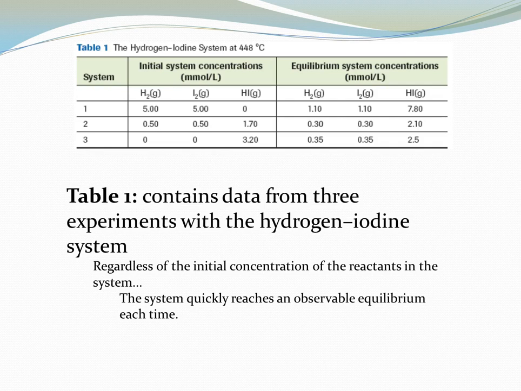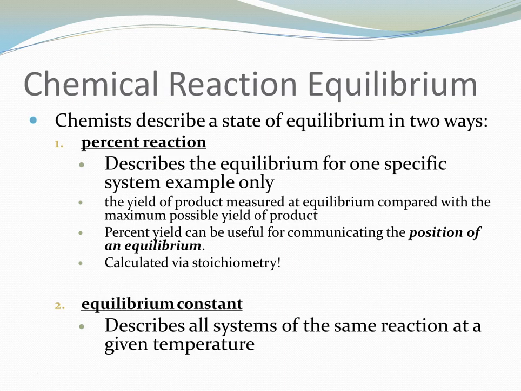This table shows the concentrations of each entity initially and after equilibrium. Some things you may notice here are that the ratios of each entity remain the same once the system reaches equilibrium. There are two different ways to talk about equilibrium. The first is percent reaction. It is a number that shows a percentage amount for how much of the reactants are converted to products. This is calculated with stoichiometry. Another way is to use something called an equilibrium constant. Equilibrium constants are unique to every chemical system.